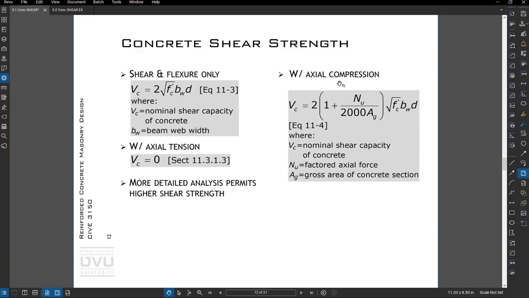If we have axial compression, we actually have an increase in the shear strength because of the compressive force, which is pretty cool. And then if we have axial tension, the concrete shear component is 0 because the concrete, aggregate and cement, is being pulled apart, and really doesn't have the juice to do a whole lot of good for us.